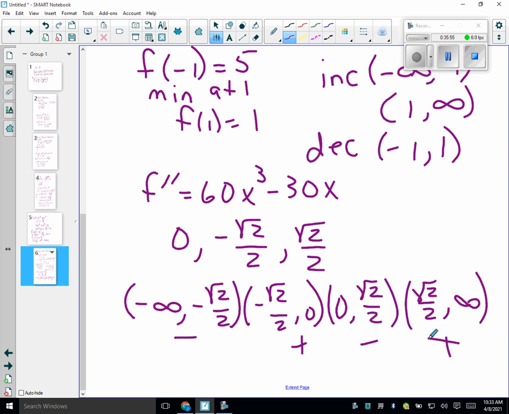Where is an inflection point? When it changes concavity. There's an inflection point when x is negative radical 2 over 2. There's an inflection point when x is 0. There's an inflection point when x is radical 2 over 2. Could I find the y value if I needed to? You just plug the inflection point into the original. Original, right?